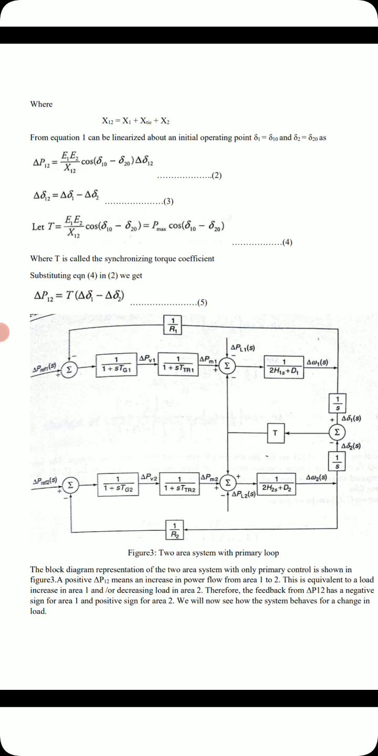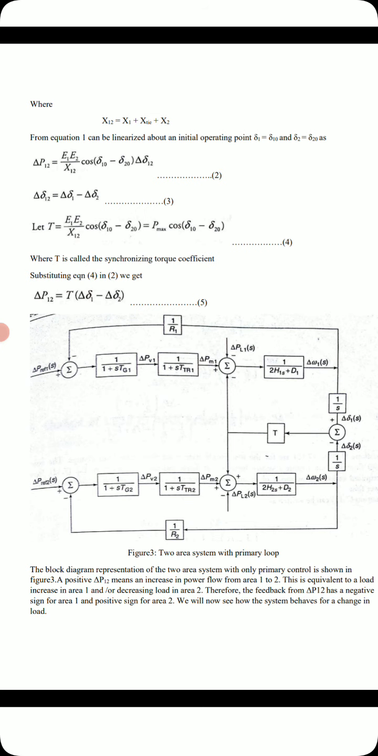Obviously, where an increase has taken place, there is a positive; where a decrease has taken place, there is a negative sign. The feedback is given to area 1 where positive has taken place, so the feedback is negative there, and where the decrease has taken place, the feedback is positive. Because feedback is negative, obviously the signs are reversed. Okay, so we will now see how the system behaves for the change in the load.